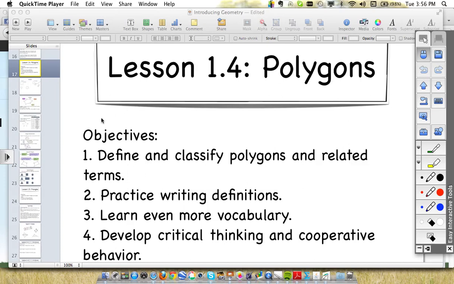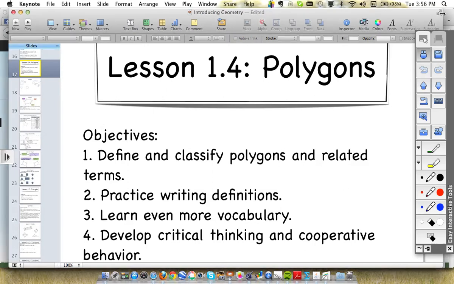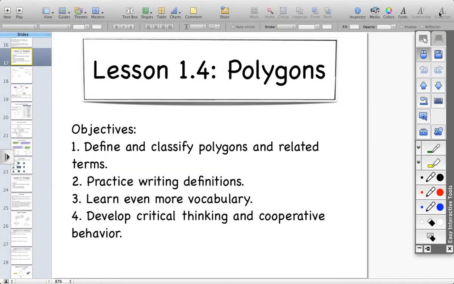We're beginning lesson 1.4 on polygons. As you can see from our objectives page, the objectives of this particular lesson are to define and classify polygons and related terms, and practice writing definitions. Again, we want concise definitions, not anything that's too vague, but not anything that's overly precise either. That's a fine medium. Learn even more vocabulary, because again, geometry is all about the vocabulary, and develop critical thinking and cooperative behavior.